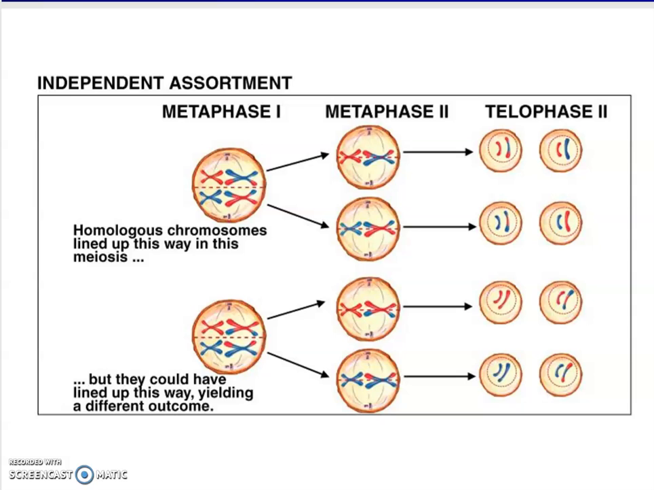both crossing over and independent assortment have achieved what you wanted to achieve, which is 4 gametes that are haploid and all are slightly different. They all have a big and a small chromosome, but they all have different variations depending on what you inherited from your maternal and paternal genes.